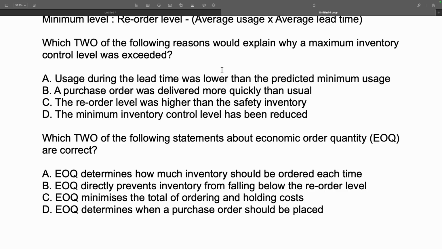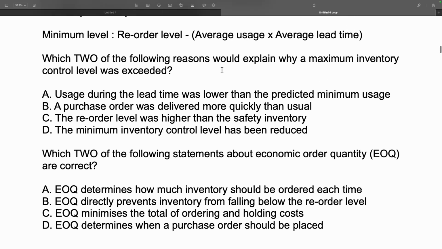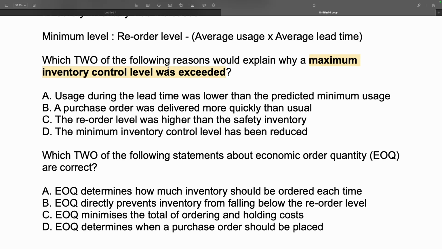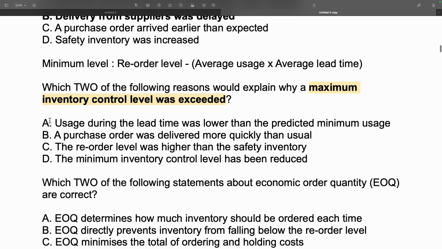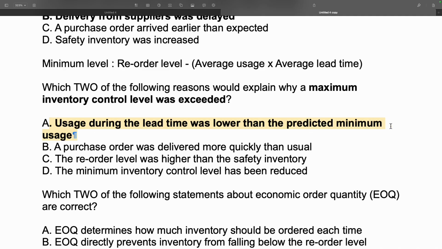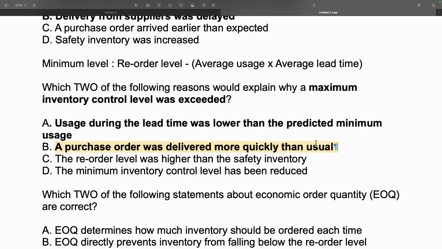Now, which two of the following reasons would explain why maximum inventory level was exceeded? So when we say maximum inventory level was exceeded, it's usually due to usage during lead time being lower than minimum usage, and purchase order was delivered quicker than usual. Okay, these are the two reasons. Make sure you can remember what the maximum level is.